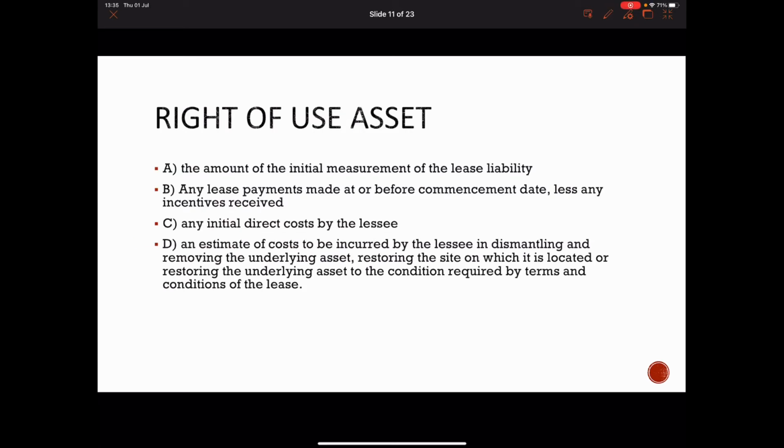So on commencement date of the lease, we also know that we have to go and record the right of use asset. The standard tells us that the right of use asset is the amount of the initial measurement of the lease liability, that is the present value you've calculated, and any lease payments made at or before commencement date, less any incentives received, any initial direct costs by the lessee, and any estimates of costs to be incurred by the lessee to dismantle, remove, or restore the asset that has been leased.